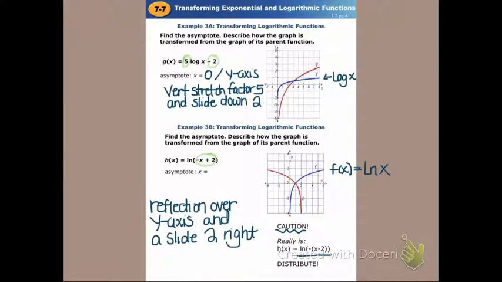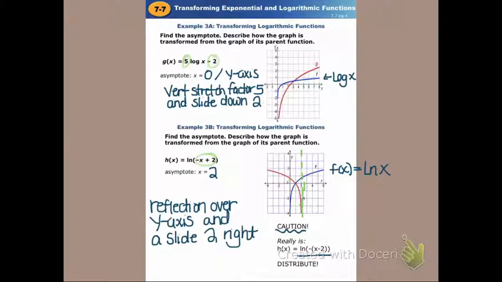Now, as far as the asymptote goes, you can see here that this line is really approaching right about here, which is at 2. And that makes sense because we did a horizontal slide 2 to the right, so that took the asymptote, which is a vertical line, and moved it to the right as well. And so our new asymptote is at x equals 2 instead of at x equals 0.